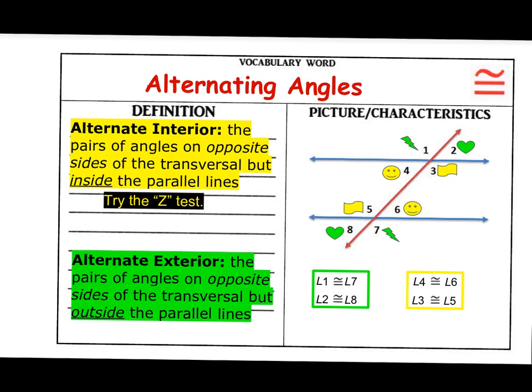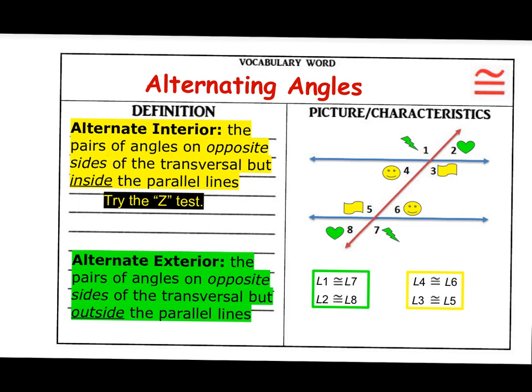To help us identify where these angles are located, we use the Z-test or the Z-rule. So if we can imagine my parallel line here with the transversal and the parallel line here, it's forming a Z right here. My two congruent angles are the angles that form the letter Z.